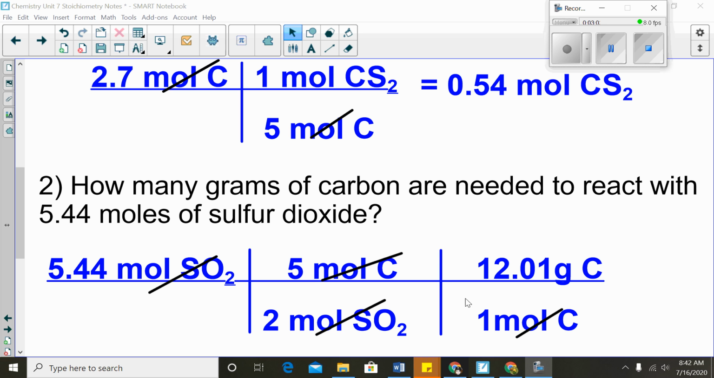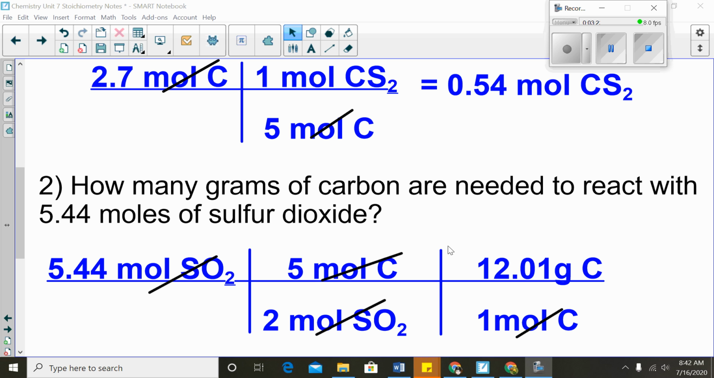Now, why do I have this next step? Well, if you just stopped here, you would be left with moles of carbon. That's not what you were asked to find. You were asked to find grams. So now you need to use a conversion factor that you've seen before. It's called the molar mass.